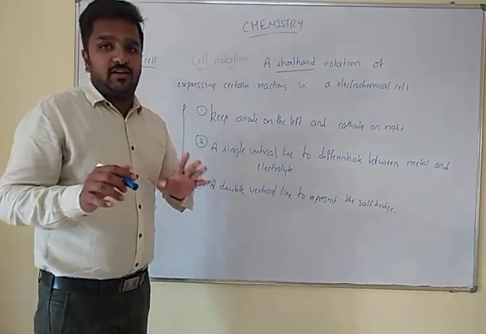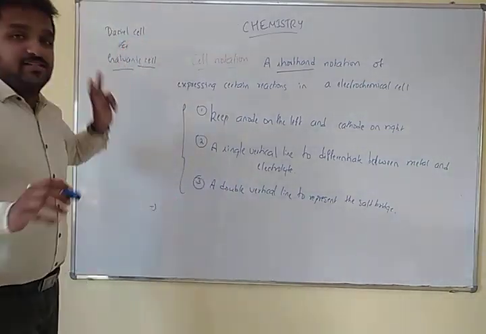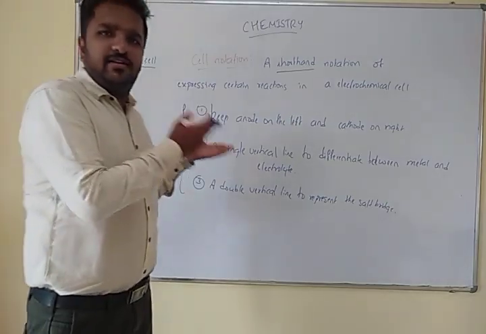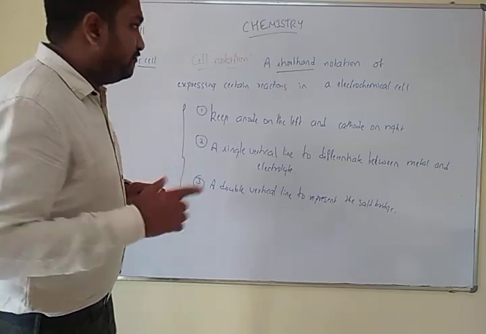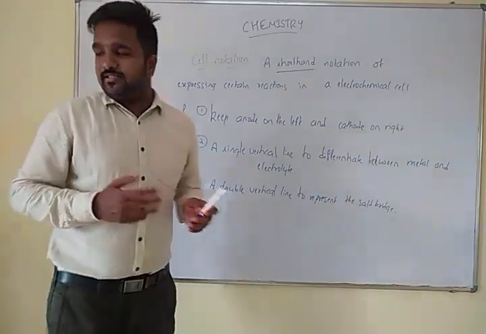So Daniell cell is an example. What we have studied, that is a Daniell cell. That's an example of a galvanic or an electrochemical cell. Do not get confused between these two, Daniell cell and galvanic cell.